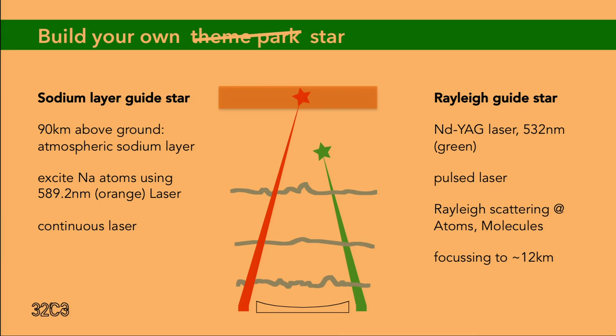Another solution is to use the Rayleigh scattering in the atmosphere. You use a neodymium YAG laser, which is 532 nanometers, green. It's easily available, it's cheap compared to the other one. And then you focus it in the atmosphere. The only thing is you will have backscatter of photons all along the way. So you have to think about how can I only record light from a certain height above ground? Because otherwise, I don't have a spot because I have a laser beam column somewhere there.